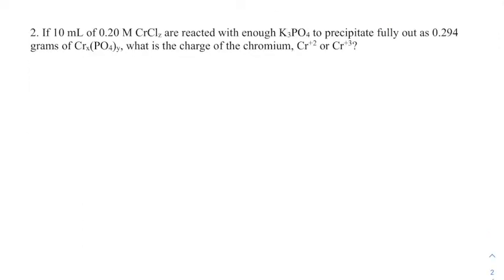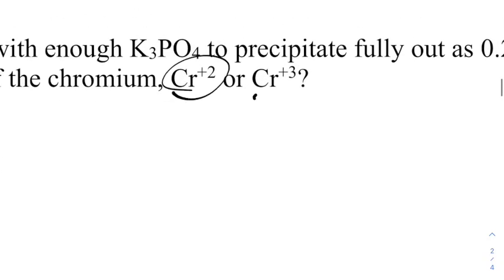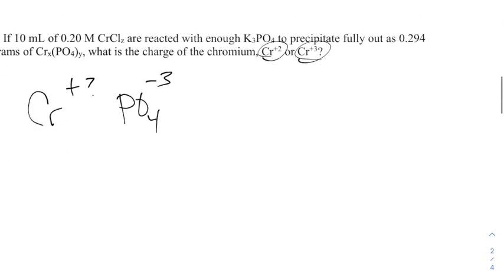Number 2 is identical to number 1, just a different set of problems. So what are we doing? Well, we're going to do chromium and phosphate. So that means we're going to have chromium with a plus question mark, and we're going to be reacting it with phosphate, which is a -3. Check your ion list. Again, you don't have to memorize those, although it's a pretty good idea to have a few of them, the more common ones at the tip of your head. So it's telling you that it's either a +2 or a +3 for your choices.